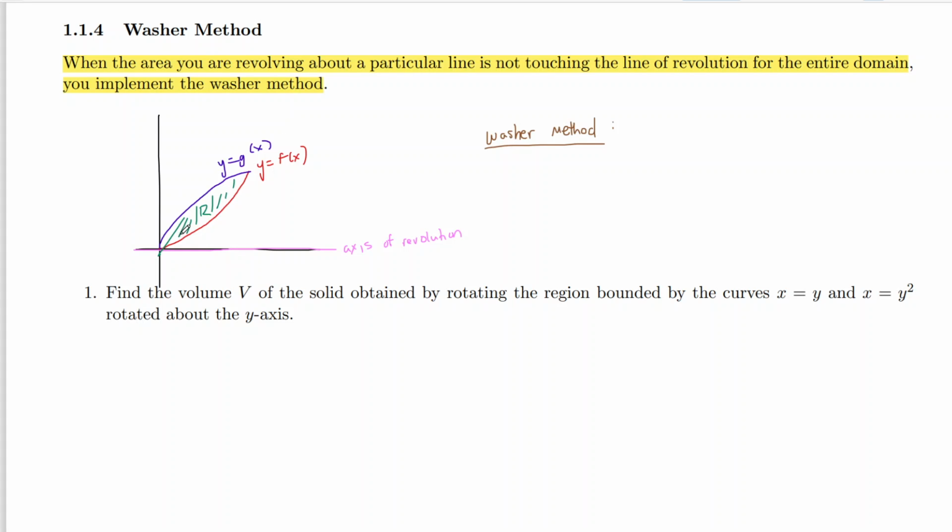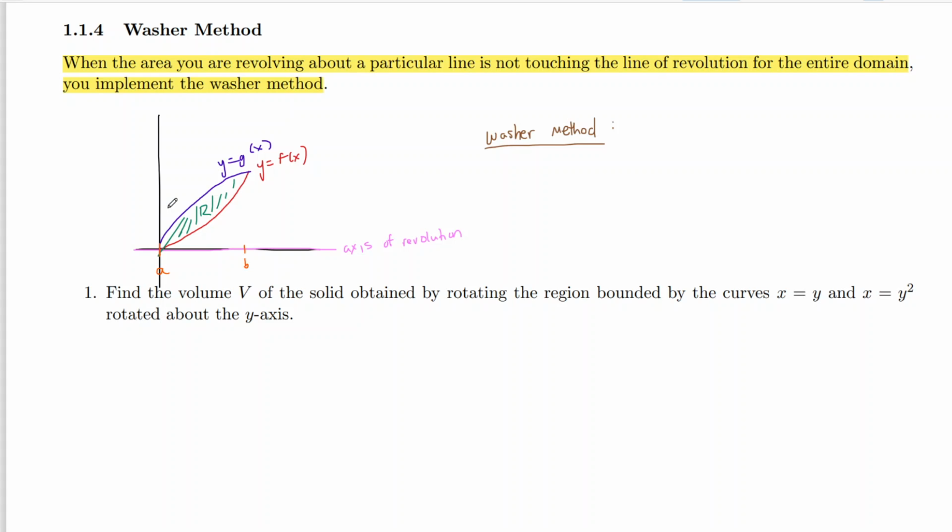We have two curves, y equals f of x and y equals g of x. And really here, where the x value starts is our a, and where the x value ends is our b. Now, the only reason we use x instead of y is because we're revolving around the x-axis. But as we'll see in the problem, if you revolve around the y-axis, you don't have to make too many adjustments.